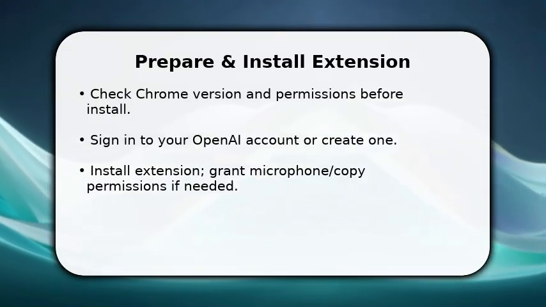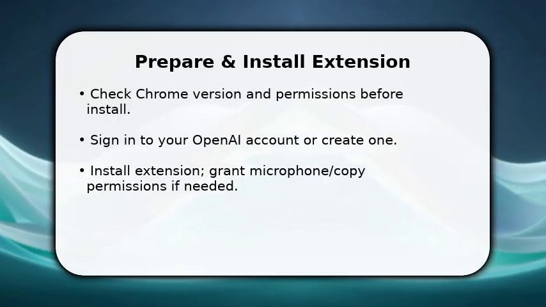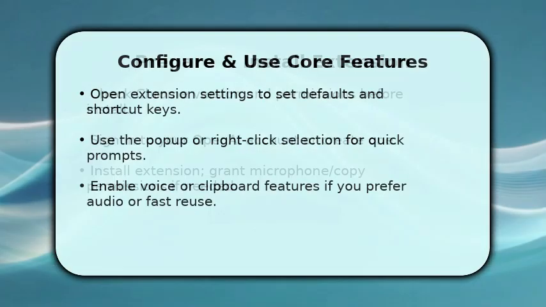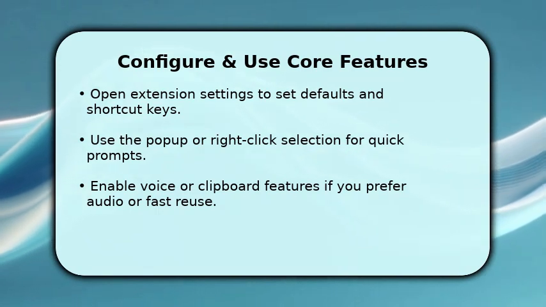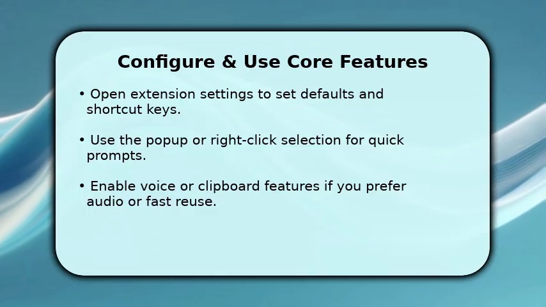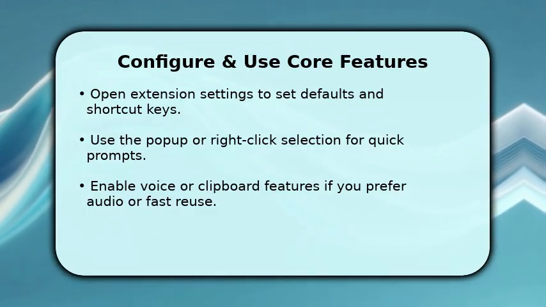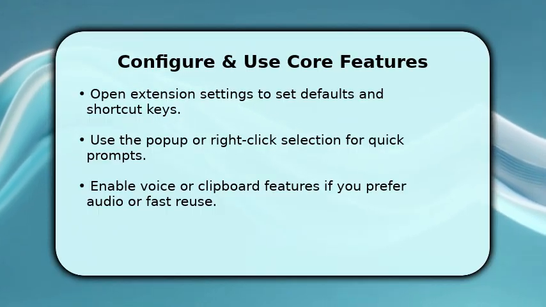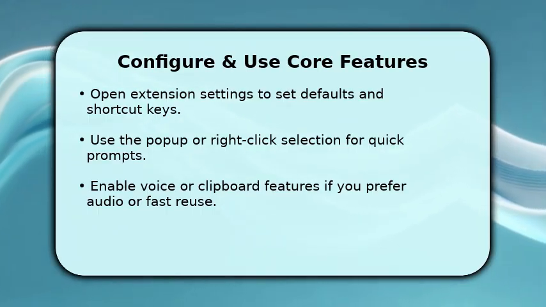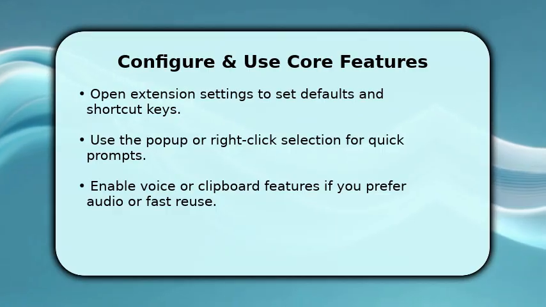If you manage multiple accounts, pick the one you want to use for history and billing. Now configure the extension. Open its settings and set preferred model, response length, and keyboard shortcuts so you can trigger it fast. Next, practice using the pop-up for full chats and the right-click quick prompt to send selected text. These are different workflows for different tasks.